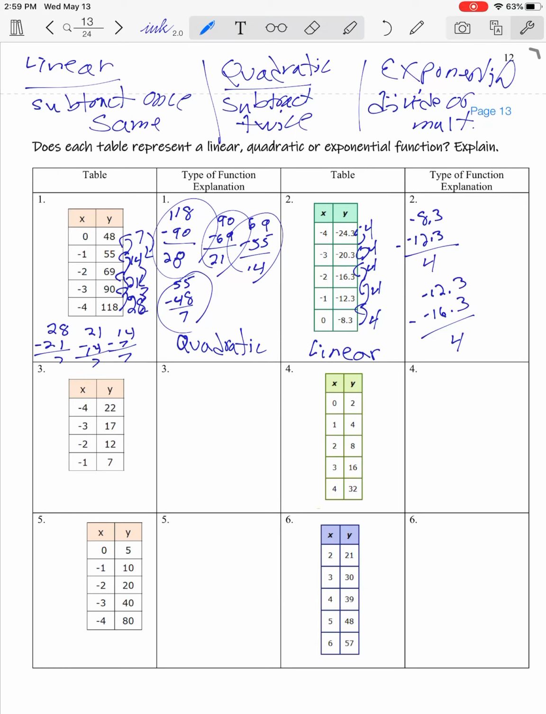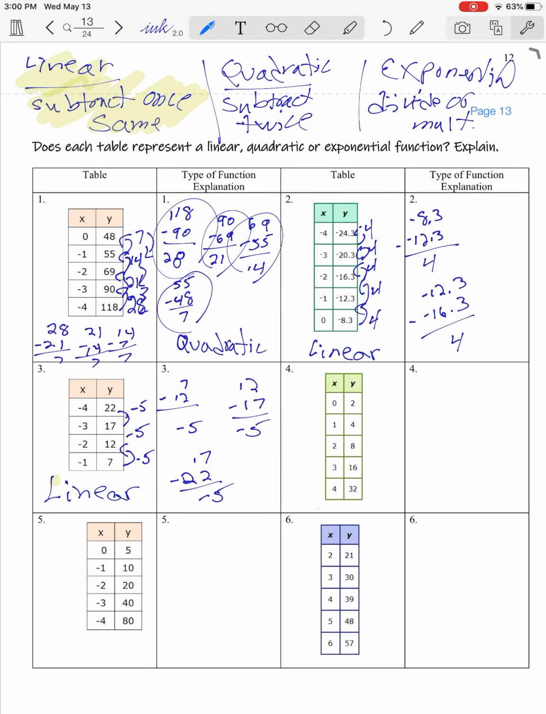Let's try number 3. Let's subtract. 7 minus 12. I get negative 5. Let's try 12 minus 17. I get negative 5. Let's try 17 minus 22. I get negative 5. Subtract once. Look at that. Look, right here. Subtract once. They're the same number. It's linear. So if you drew that picture, you know this would be linear.